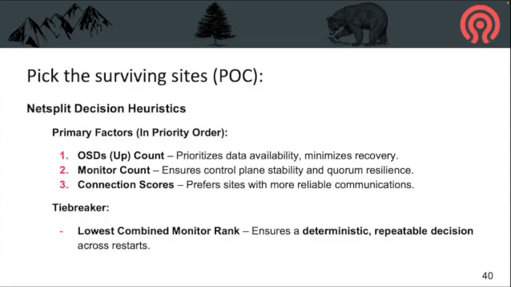Next, right now it's a proof of concept, but how do we pick the surviving sites? Well, I think there are some heuristics that we can take into account. Whether we choose one site to survive should depend on the number of OSDs in that site, so it prioritizes data availability and minimizes recovery. You should also think about the monitor count. If there are more monitors, the quorum has more resilience. Think about connection scores: you prefer sites that are more reliable in terms of communications. And if all of those are tied, then we probably have to have something that will make a decision. We can pick the lowest combined monitor ranks.